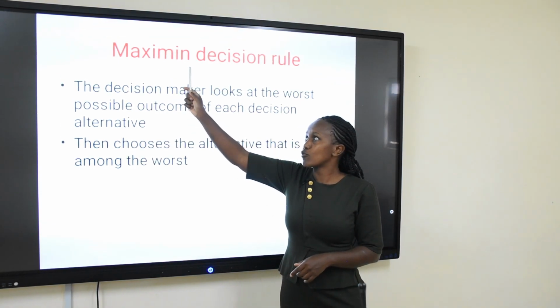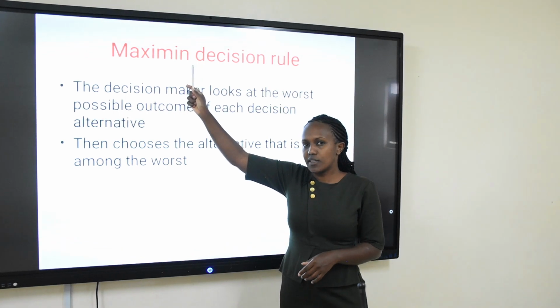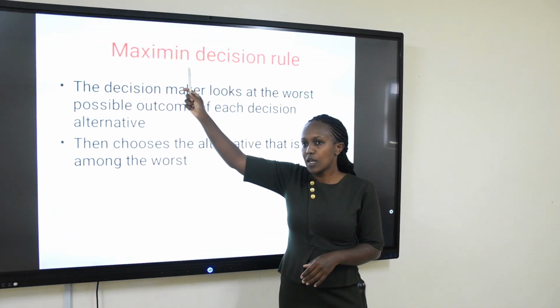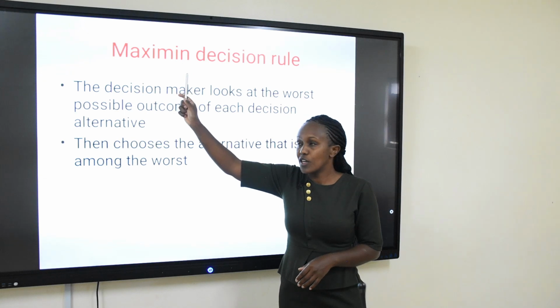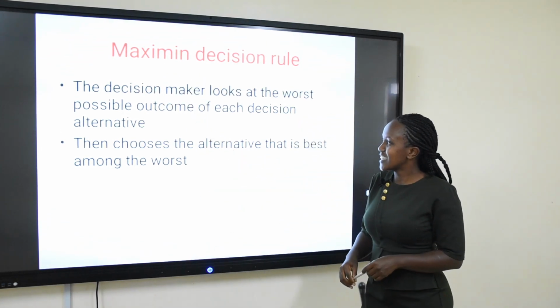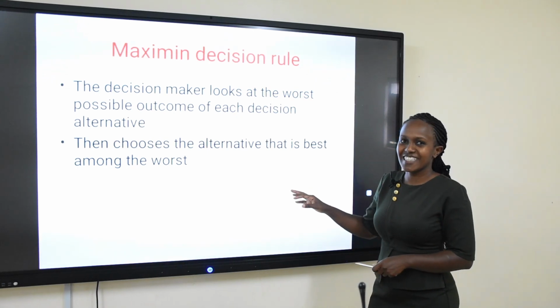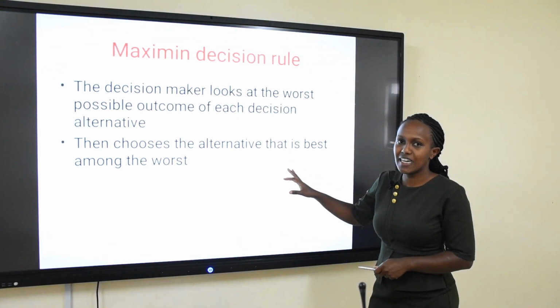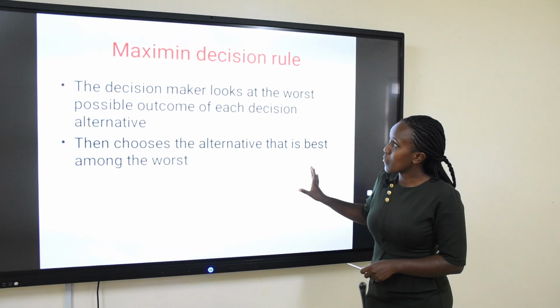So the decision maker looks at the minimum first, that is the worst possible outcome for each alternative. Then he takes the maximum among the minimums. So he takes the best among the worst. That is what you call the Maximin decision rule.